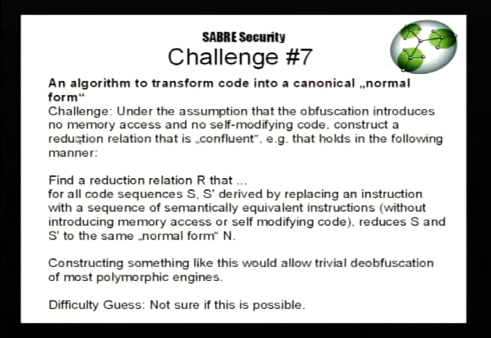assumption, can we build a reduction that takes a bunch of code and reduces it to a common normal form? Meaning that if I have two code sequences S and S dash, which were both derived from the same source, then I run my reduction relation on them, and I get not necessarily the source, but I get the same normal form in the end. Because if you can do that, you can just strike down 85–90% of all the polymorphic engines that I've seen. Because you just take one polymorphic thingy and reduce it, and you take the other polymorphic thingy and reduce it, and then you can compare the results.